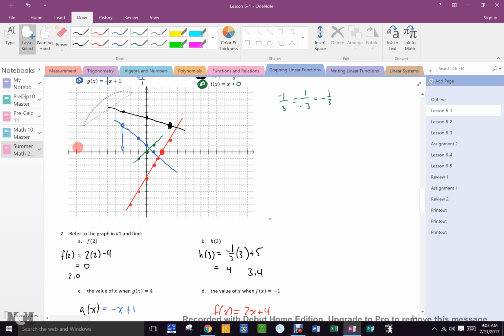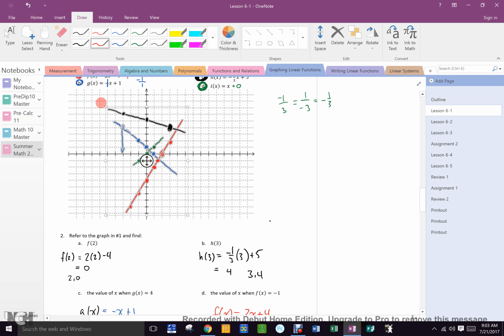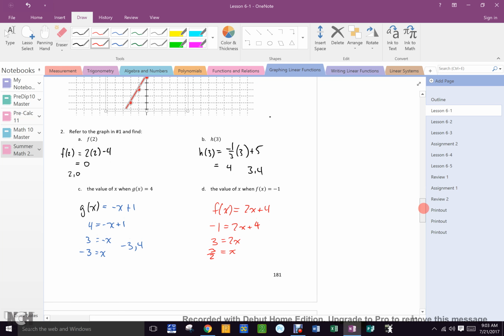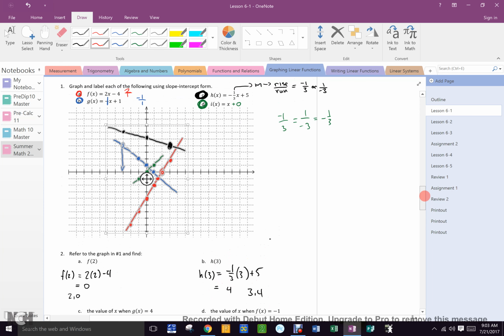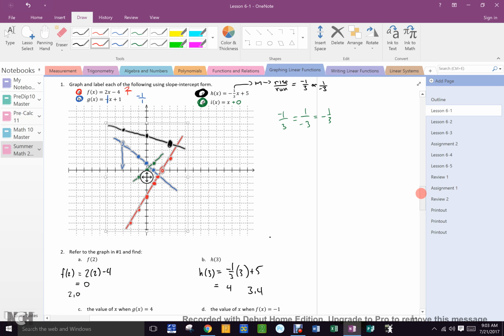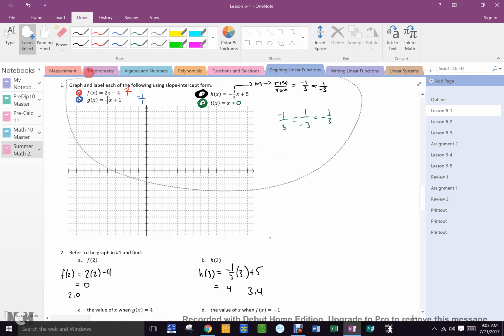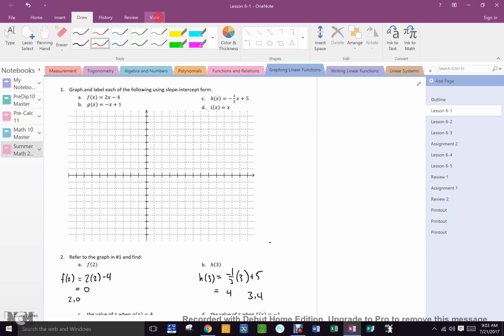And everybody else, yes? 1/2, 1.5, 3 over 2. Okay, now I'm going to delete this, Amrit. We're going to work through one. I'm going to delete everything so nothing's on the screen confusing you.